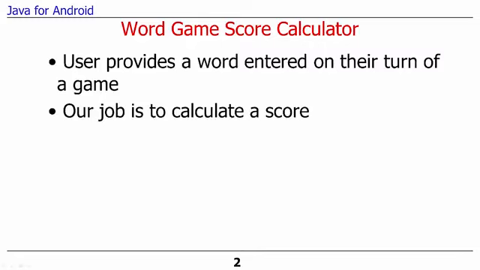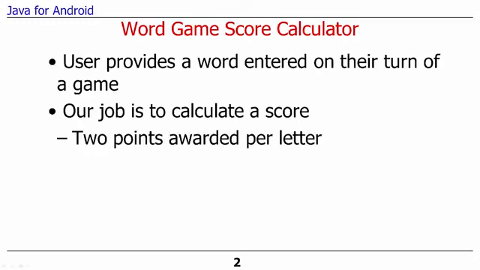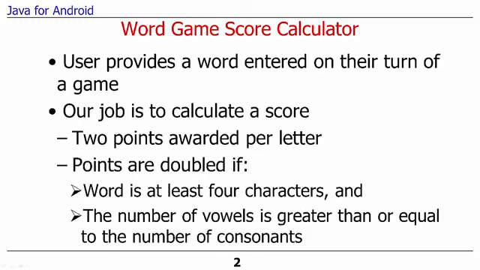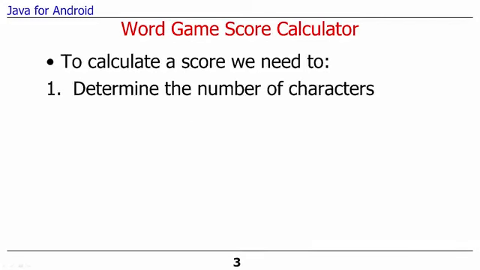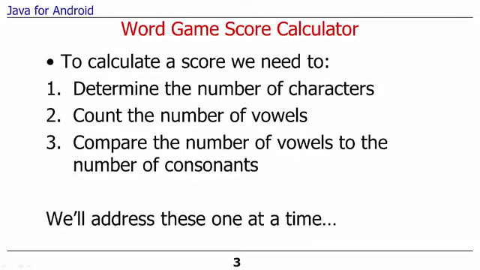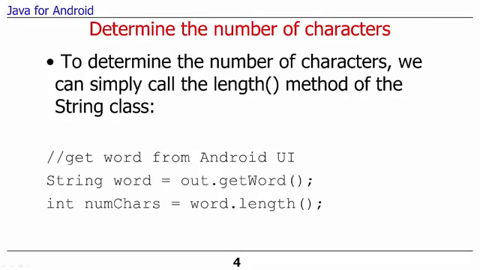The score for the word is computed by awarding 2 points per letter. But the word is worth double those points if the word is 4 or more letters and the number of vowels in the word is greater than or equal to the number of consonants. To compute the score, we need to determine the number of letters and the number of vowels, and then compare the number of vowels to the number of consonants. For this program, we will assume each word is only composed of alphabetic letters.